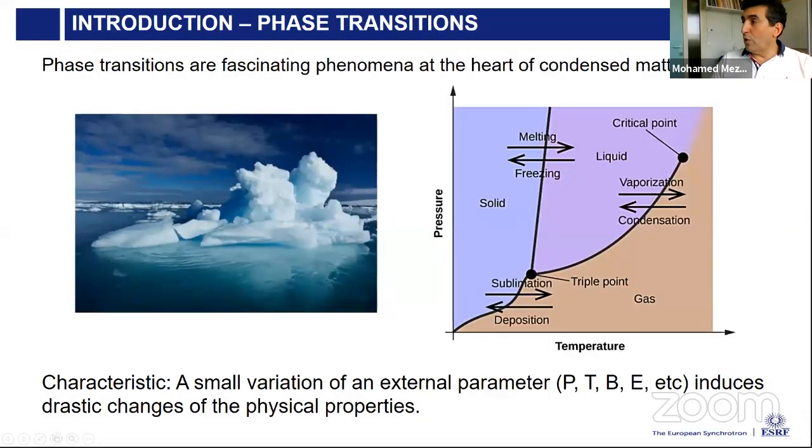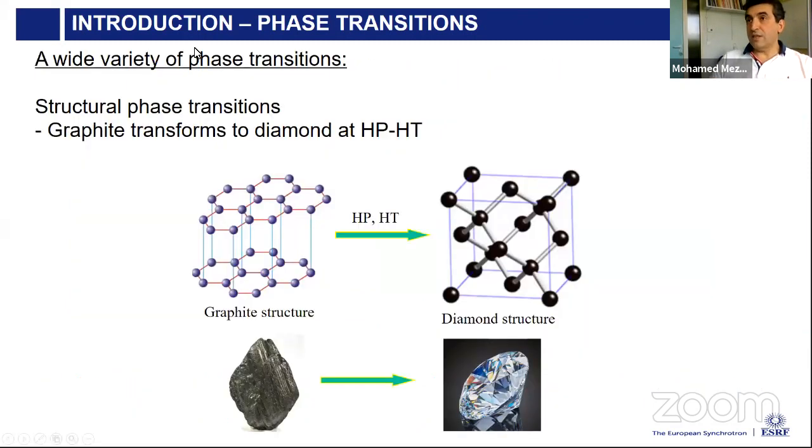that we call the critical point, and I will say a few words about it a bit later in the talk. Actually, what really characterizes a phase transition is that a small variation of an external parameter, such as the pressure, the temperature, electrical field, magnetic field, can actually induce very strong changes on the physical properties of the material. And I actually will show you a few examples that are very well known, such as the structural phase transition.